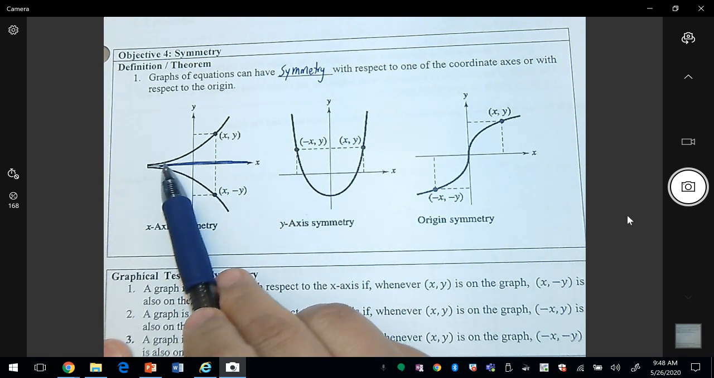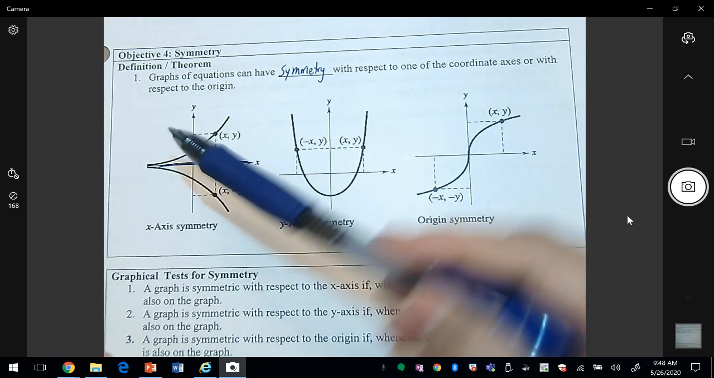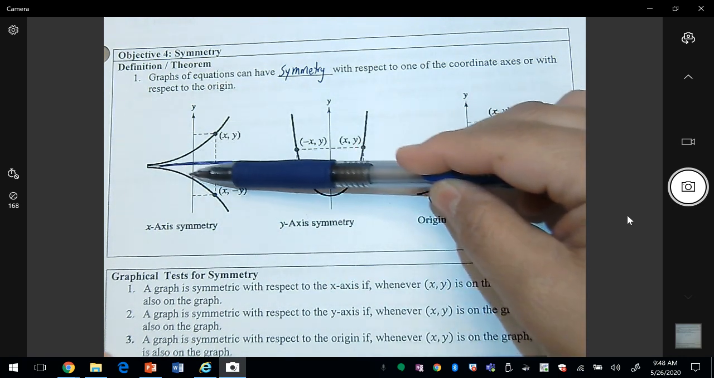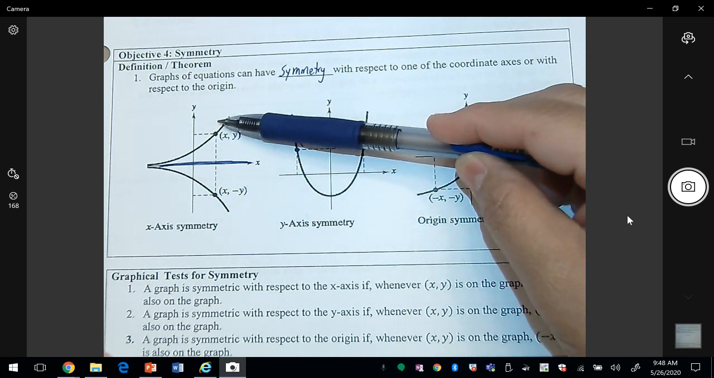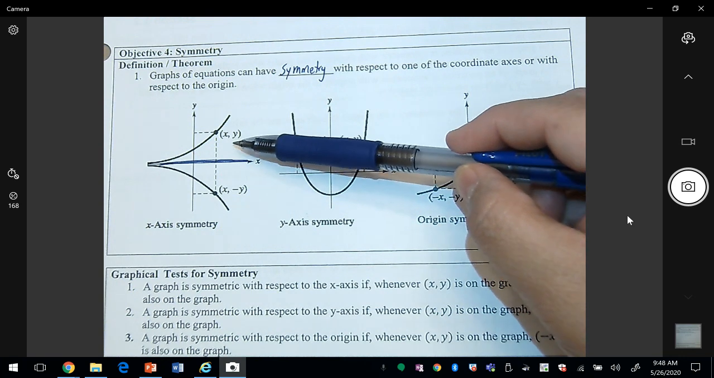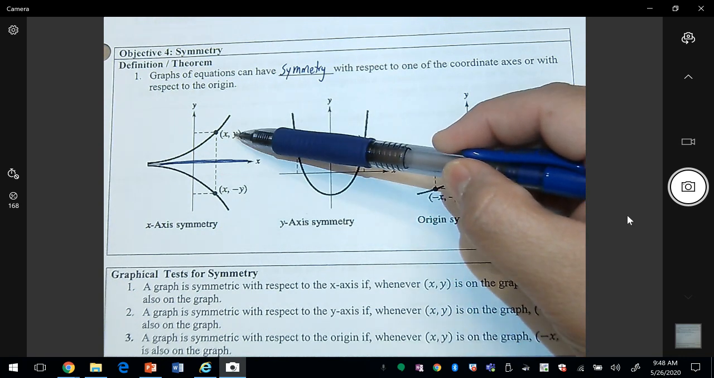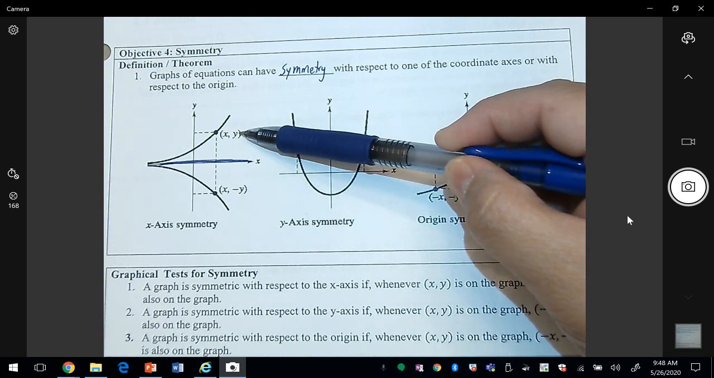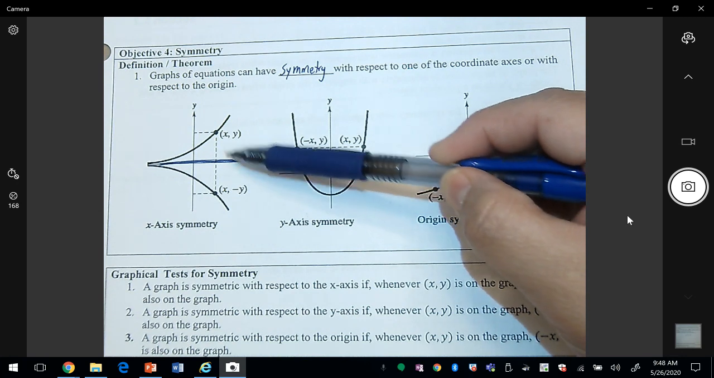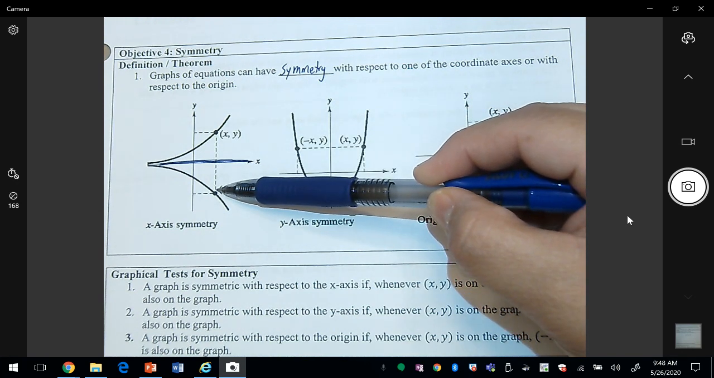Notice that above the axis you have part of the graph, and below you have another part. If I flip the graph over, this part is going to land on top of this part of the graph. If that happens, then we say the graph has x-axis symmetry. Notice that the x variable stays the same, but the y gets the opposite sign. It went from positive to negative. If we fold the paper, this point will land on top of this one.